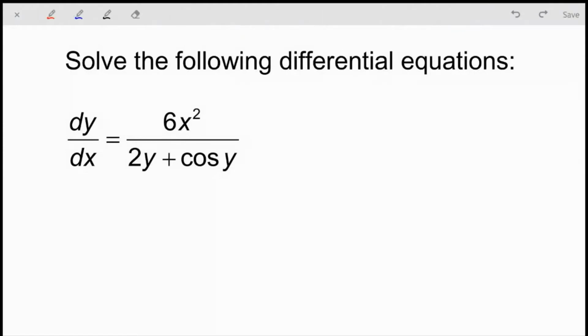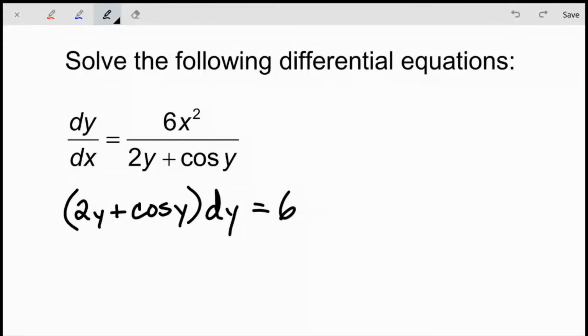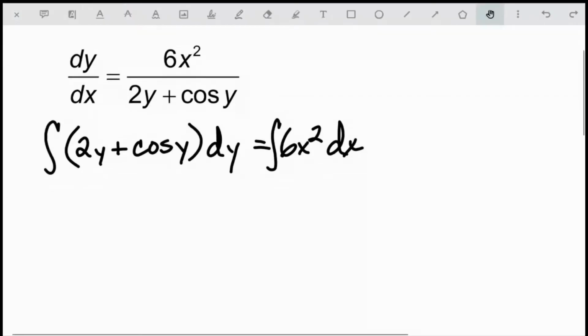Okay, so what I'm going to do here is rewrite this differential equation. dy/dx is 6x squared over 2y plus cosine y. I'm going to move all the y's to one side, which would give me 2y plus the cosine of y times dy. And then on the right side, I've got 6x squared times dx. Okay, at this point, I have everything separated, so I can just integrate both sides. And now it's a matter of using antiderivatives.